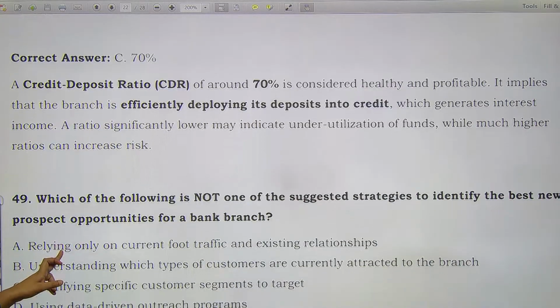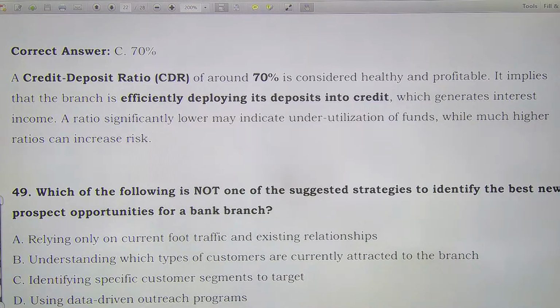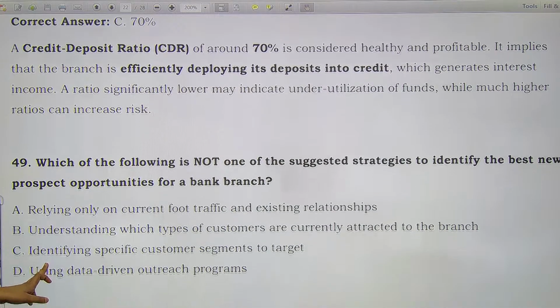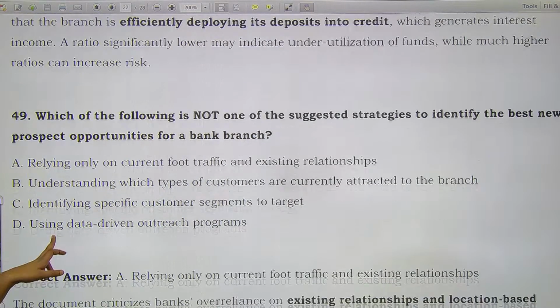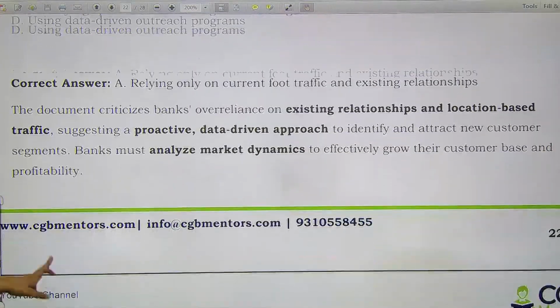Now, which of the following is not one of the suggested strategies to identify the best new prospect opportunities for a bank branch? See, there are different kinds of dynamics like understanding which type of customers are attracted, identifying specific customer segments, using data driven outreach programs, everything is correct. But foot traffic and existing relationships, this is not the ideal thing to see. You have to see the other parts to identify whether we need to have a branch or not.